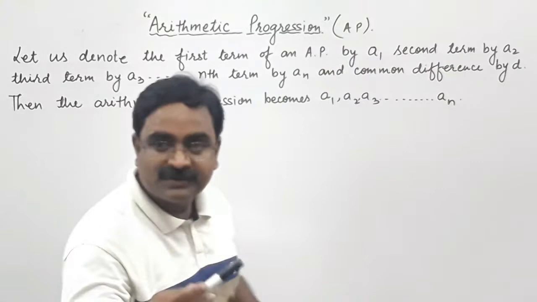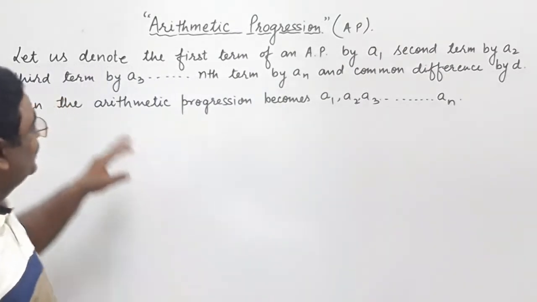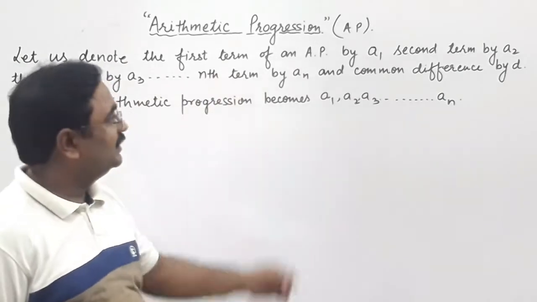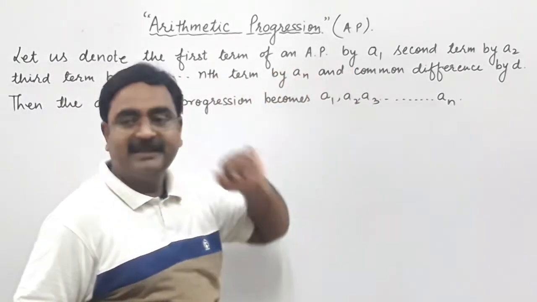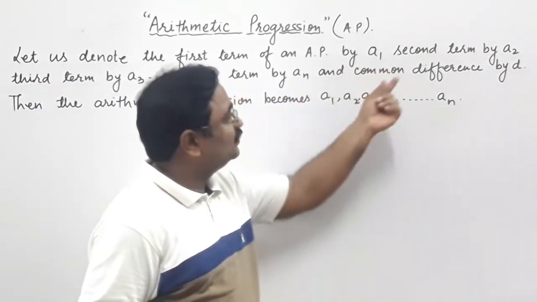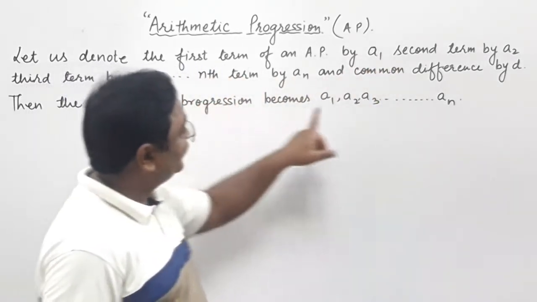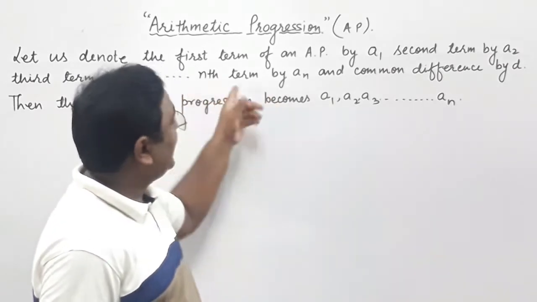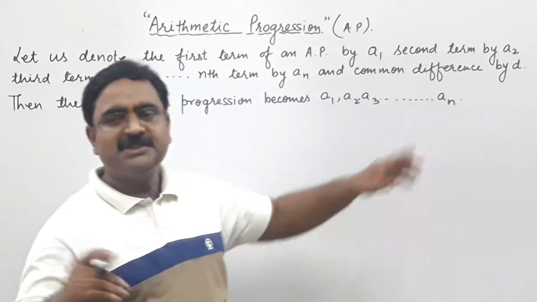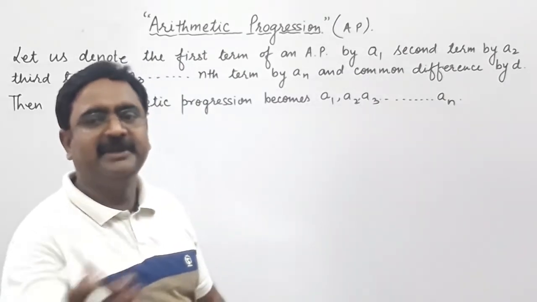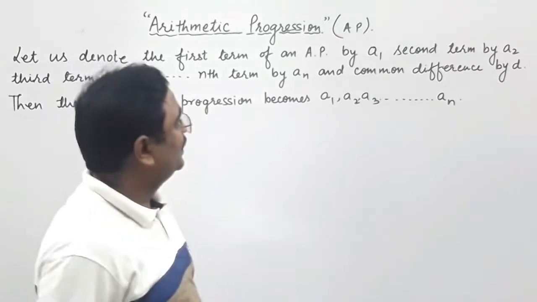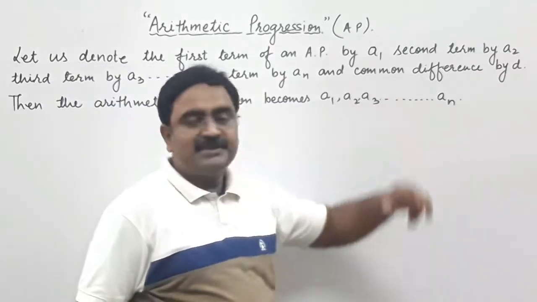Okay friends, so after getting the meaning of those certain patterns, we gain a few results. Let us denote the first term of an AP, meaning arithmetic progression, by A1. The first term is A1, the second term is A2, the third term is A3, etc., and the nth term is An. The nth term is the general term; it can be any of the terms, the first, second or third term. And the common difference is small d.